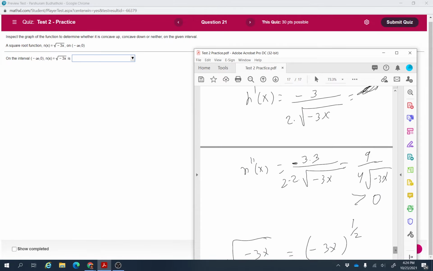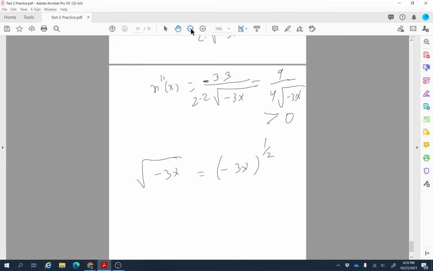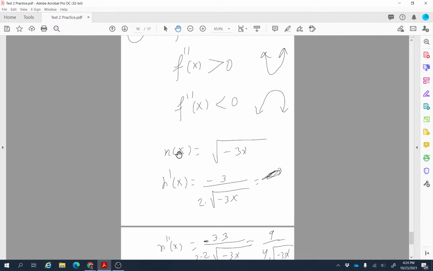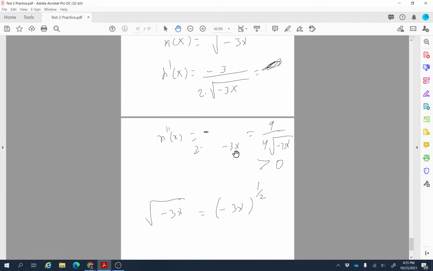So let me just show you how to find the derivative. It looks a little confusing here, so don't be confused. I don't want you to be confused. Okay, so what is that? Let me just find the derivative here.